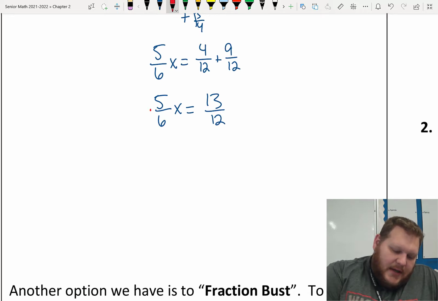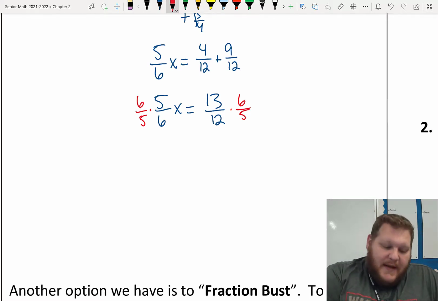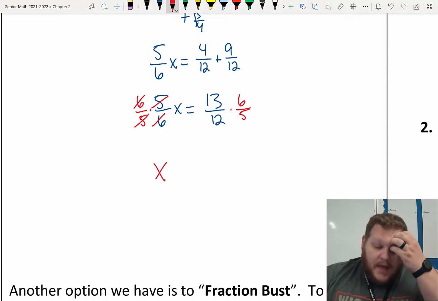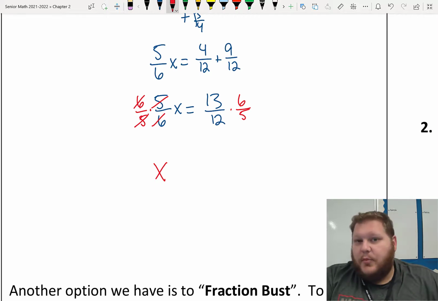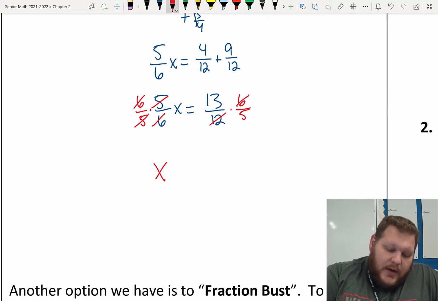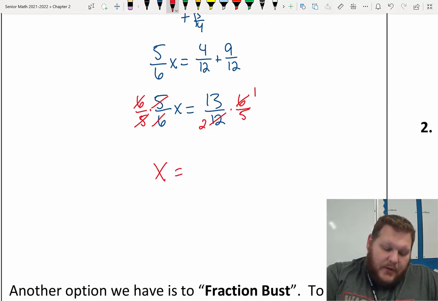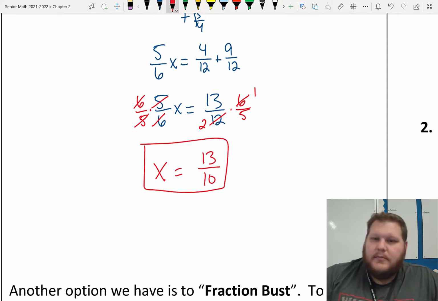It just saves us some time and headache of remembering that we have to flip to multiply, because 6 over 5, if I multiply by that on both sides, my 6's and my 5's cancel out. I'm just left with x. And then over here on the right side, depending on your personal preference, you could multiply straight across first and then reduce. I like reducing right away. It makes it more obvious, at least to me. If you don't like it, then multiply across first, whatever floats your boat. But after I reduce my 6 and my 12 here, I'm left with just 13 up top and then 10 in the bottom, and that is my solution.